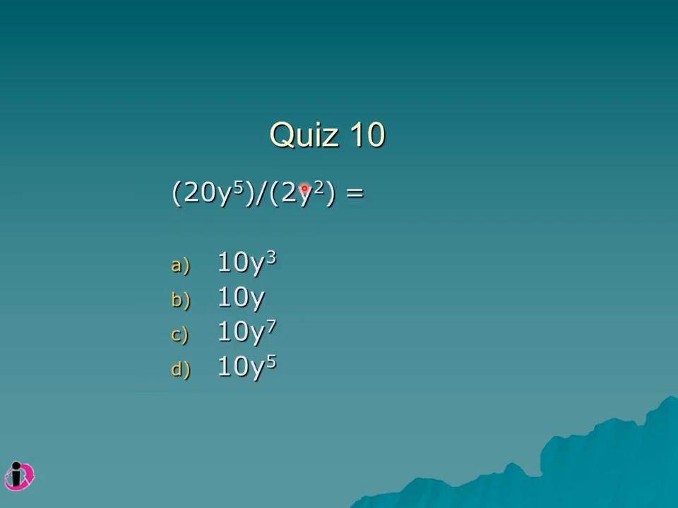This is the question before the last one. So let's see. 20y to the power 5 divided by 2y squared. 20 by 2 is 10. Now in case of y, what happens? The power of y is 5. You subtract 5 minus 2, that's y cubed, right? So the answer is 10y cubed. Right answer is A.